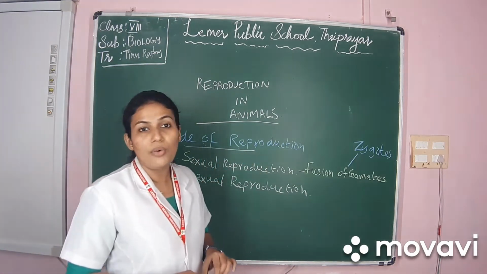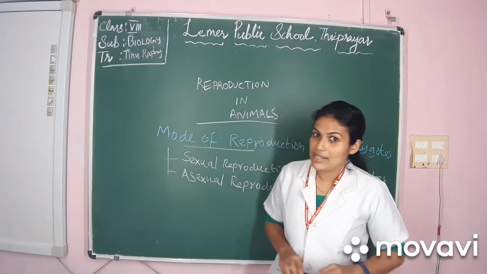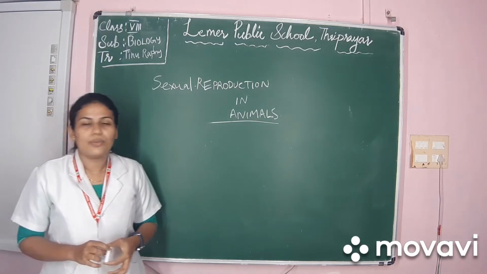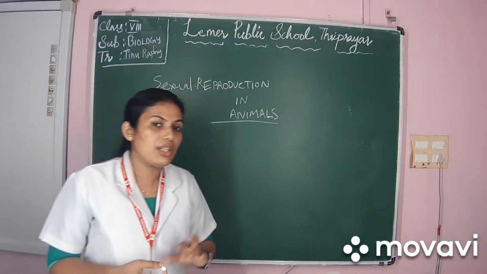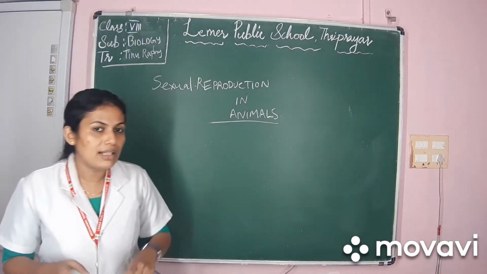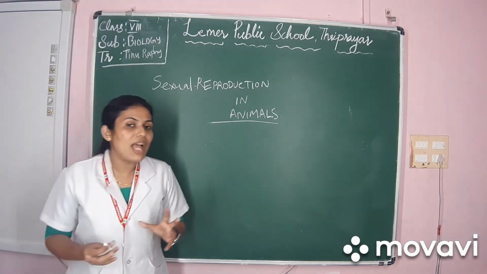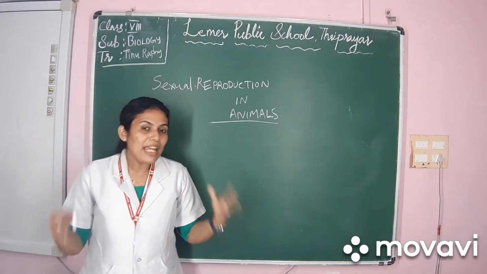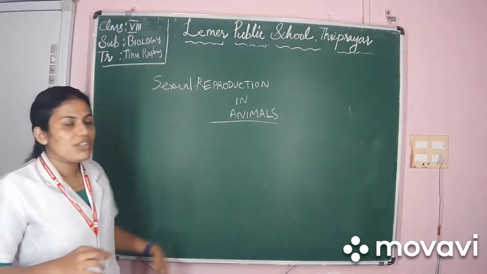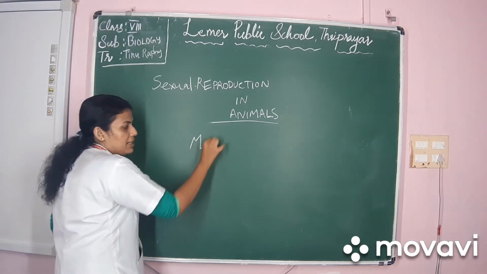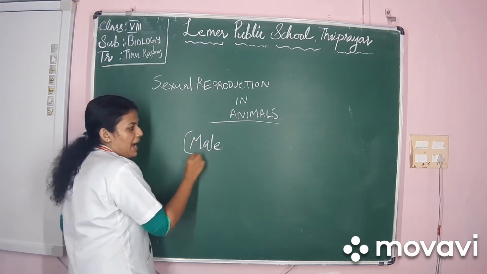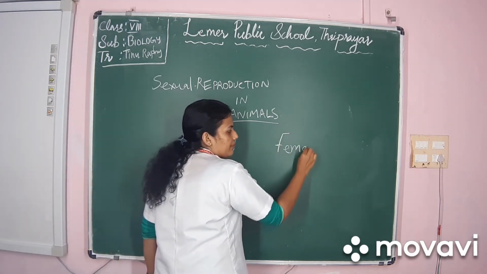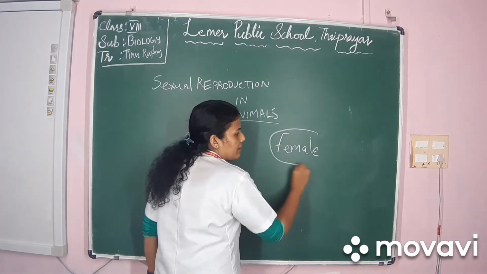Now let's learn about sexual reproduction in animals. When we learned about sexual reproduction, we learned that two individuals take part, that is, two parents are involved, and most animals show the sexual reproduction mode. These two parents will be a male parent and a female parent. In sexual reproduction, a male parent and a female parent will be involved.